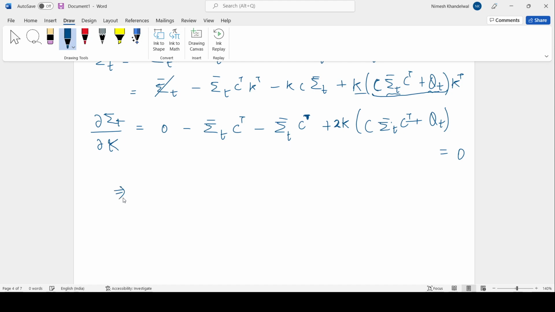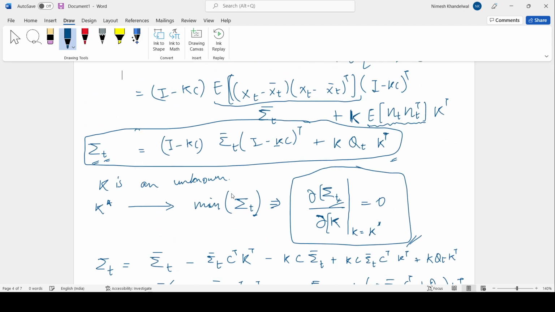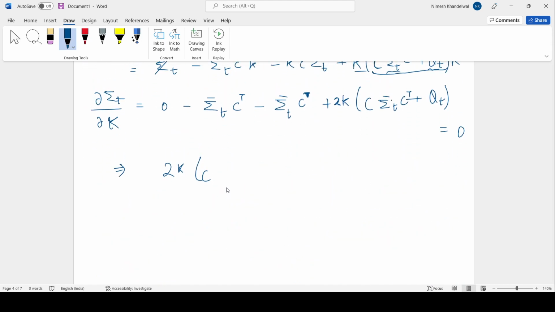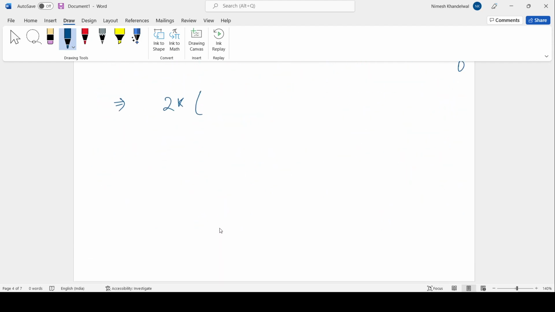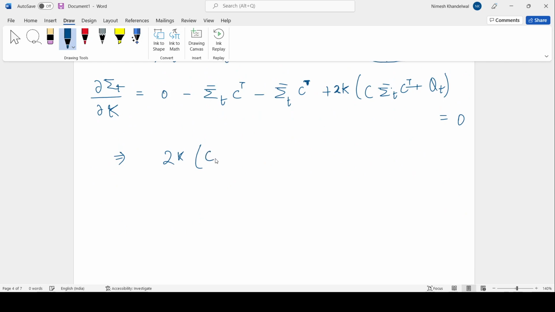So if I write it, 2K times C sigma bar t C transpose plus Q t is my, again, 2 times sigma bar t C transpose. So what is my final K, the optimal Kalman gain?